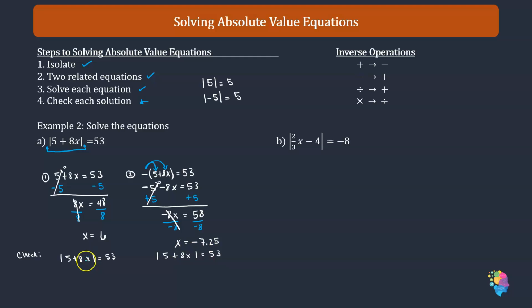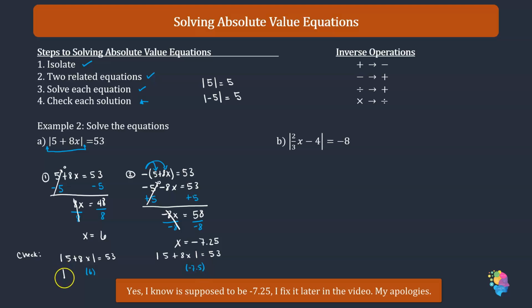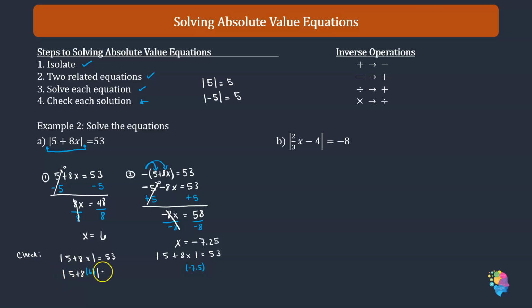So for the first one, we're going to replace the x with a 6. And for the second, we're going to replace the x with a negative 7.25. Bring the rest of the equation. And let's check if this is 53. We're going to do the same thing here. For the first one, 8 times 6 is 48, plus 5 is 53, and the absolute value of 53 is 53. So this one checks out.